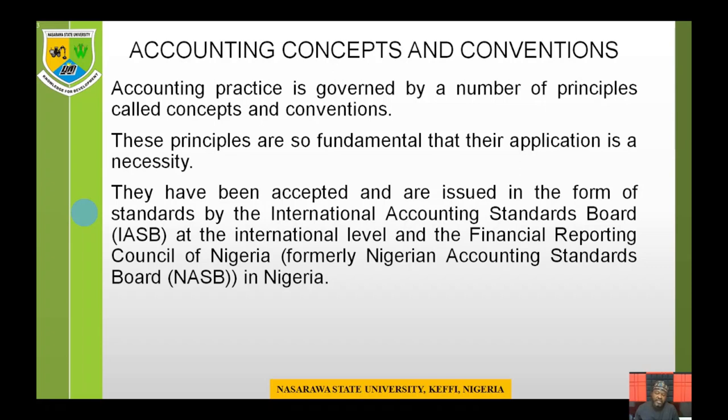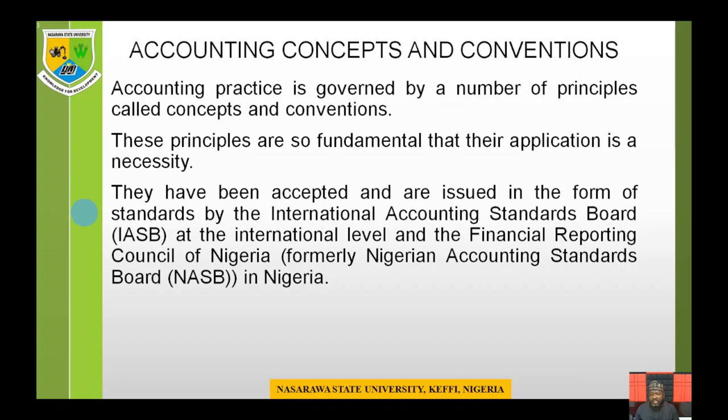them concepts and conventions. These principles are very fundamental in the practice of accounting, such that their application has become a necessity, i.e. it's something that accountants must apply. They have been so accepted and are issued in the form of standards by the International Accounting Standards Board, IASB, at the international level, and the Financial Reporting Council of Nigeria, formerly known as Nigeria Accounting Standards Board, in Nigeria.